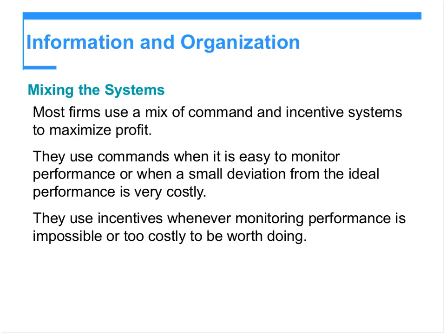So, mixing the systems. Most firms use a mixture of command and incentive systems to maximize profit. They use commands when it's easy to monitor performance or when a small deviation from the ideal performance is very costly. That's why the command system works best when you really need to monitor the system, for example with employees or manufacturing operations, and deviation is going to cost you a huge amount of profitability. And they use incentives whenever monitoring performance is impossible or too costly to be worth doing. If you use incentives, you don't really want to monitor because monitoring is not easy. So you have to make your employees delighted to be able to do the job, and the only way to do so is using incentives.